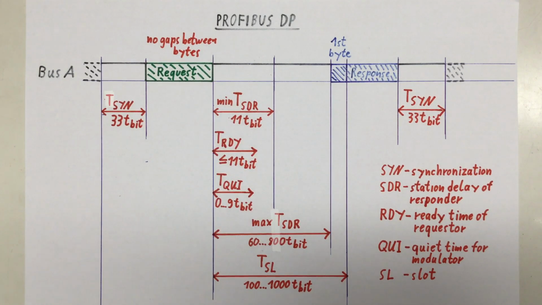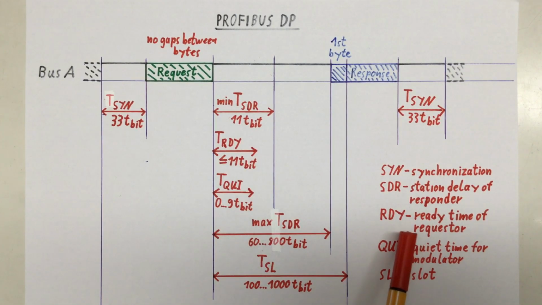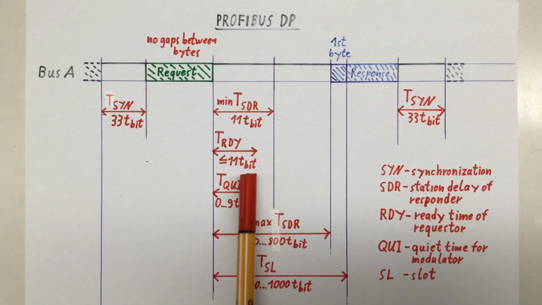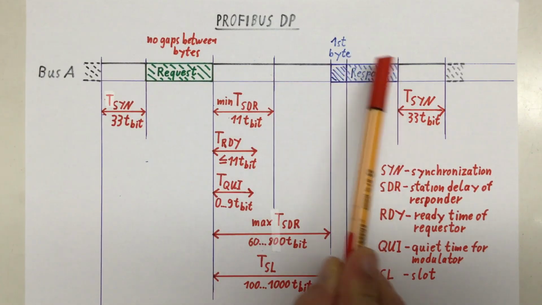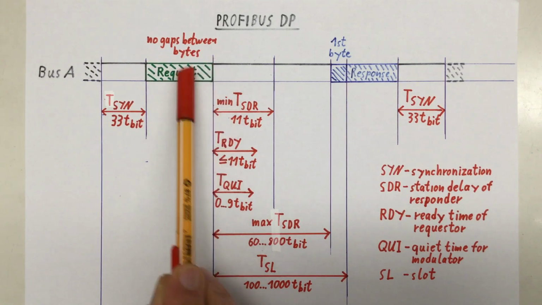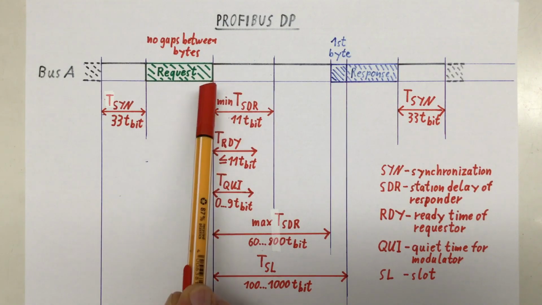Min T SDR also contains TRDY, that's the ready time of requester, which should be below 11 T-bit, and that's the time the master needs to get ready to receive and process the response from the slave. And TQUI, the quiet time for modulator. Depending on the bus speed, that's between 0 and 9 T-bit, and that's the time the transceiver hardware of the master needs to switch between transmitting and receiving.